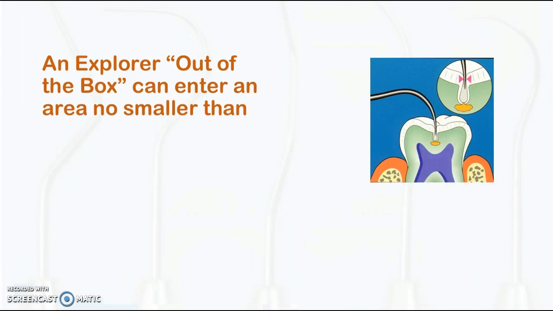Talking about facts, an explorer out of the box, or a new explorer, can enter an area no smaller than 30 to 40 microns. So 30 to 40 microns is the smallest area explorers can penetrate. Anything smaller, the explorer cannot get through.